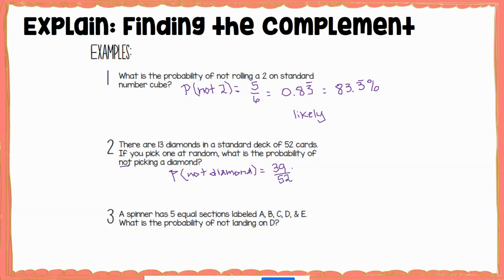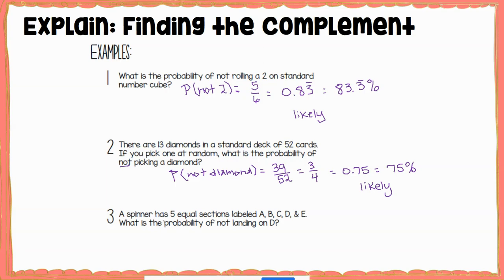Well, if I divide both of these by 13, this would simplify to 3/4. And 3/4 is the same as 0.75, which is 75%. Anything between 50 and 100% has a probability or a likelihood of being likely to happen.